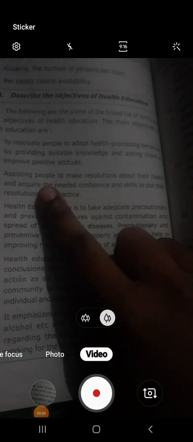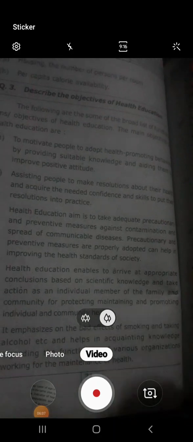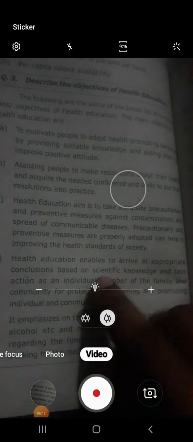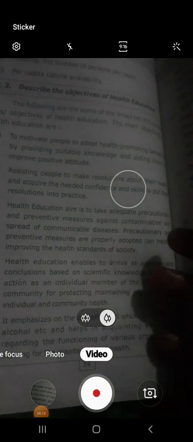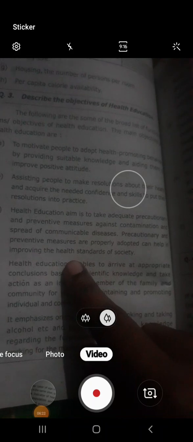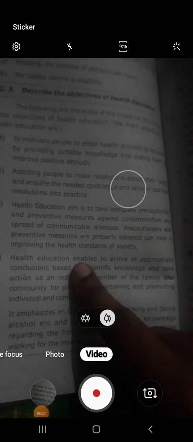The next objective is assisting people to make resolutions about their health. That means we should keep some confidence and put some resolutions into practice. Health education also aims at precautionary and preventive measures against contamination and communicable diseases. Precautionary and preventive measures are what can improve the health standards of society.